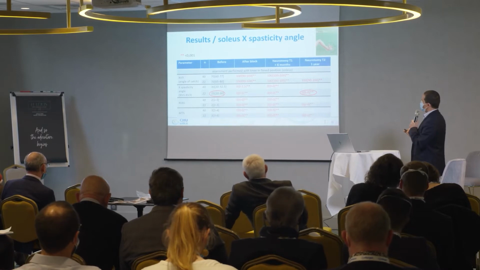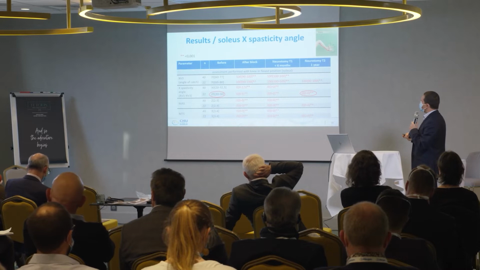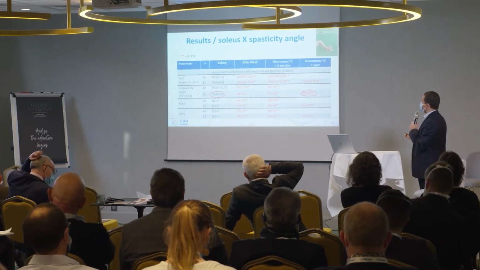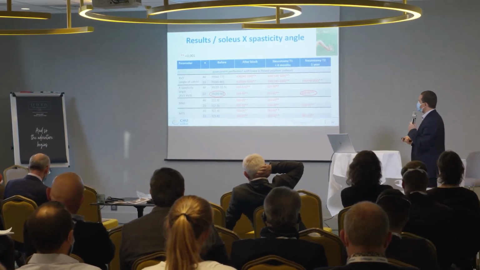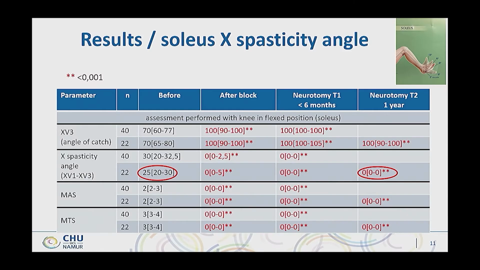If we look at the spasticity angle, another way to assess spasticity, we observe 25 degrees by mean before. Normally it should be 0 because the spasticity angle is passive range of motion minus catch. It dramatically decreases to 0 after block, after neurotomy, and 1 year after neurotomy. We also demonstrate a great improvement in the modified Ashworth scale, and also in the Tardieu score, which is less interesting.